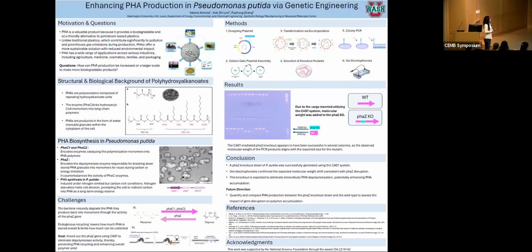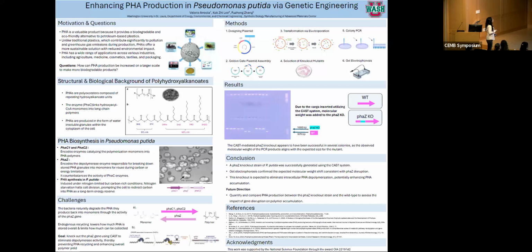But the question is, do they have our mutant? Do they actually knock out the PHAC gene? So through that, we did the colony PCR, which is just amplifying the DNA. And then we ran a gel electrophoresis to check whether the colonies had our gene or the lack of our gene.